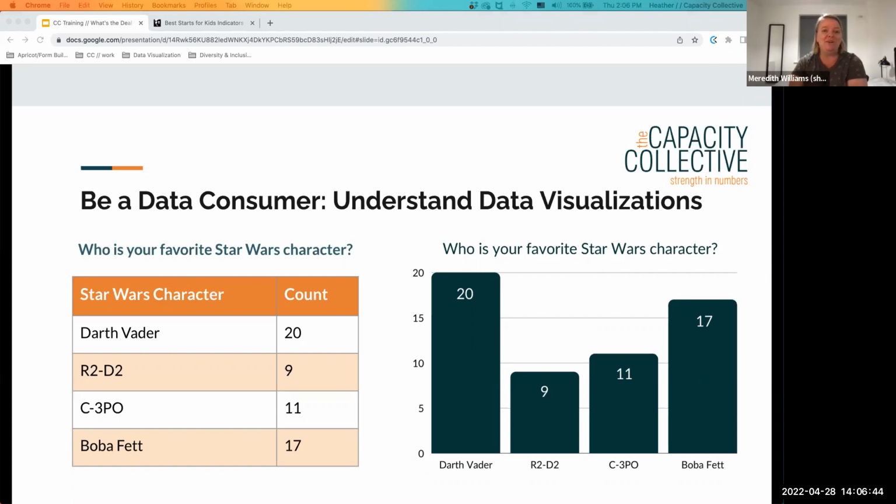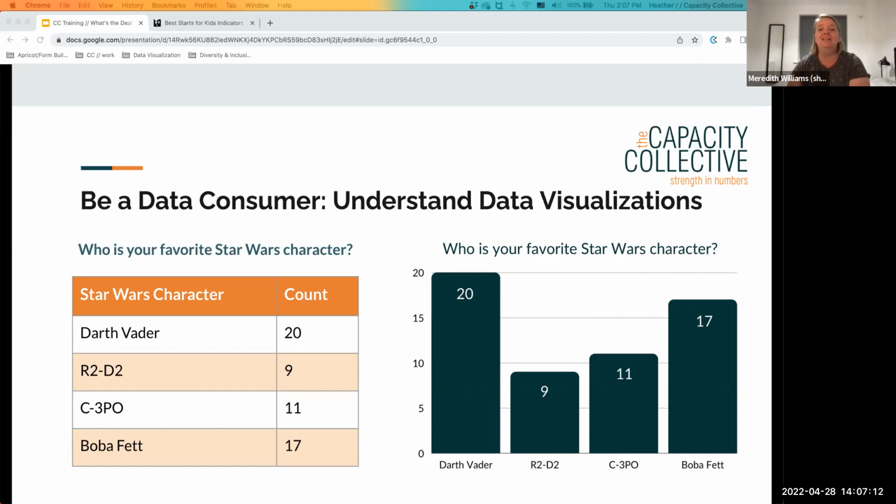The thing is that your brain can take in visuals much more quickly than it can words and numbers, right? So when you see the one on the right, you can see, okay, there's a big difference between Darth Vader's column and R2-D2's column. You can see that those are quite far apart. And Boba Fett, of course, is a little bit closer, but you can see visually that there's a big difference between each of those columns.